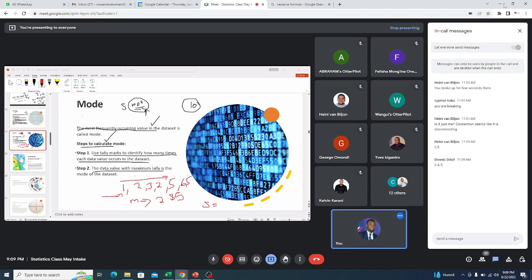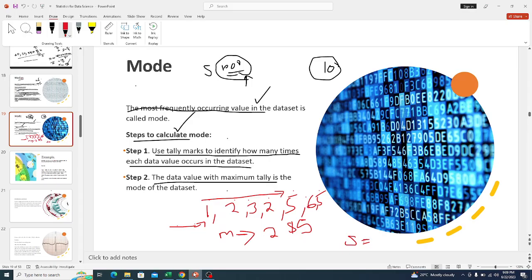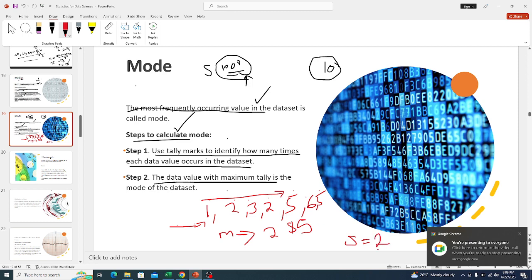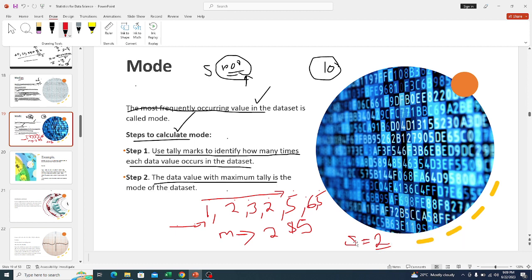I can help. So in this case, our single mode will be 2. Why 2? Because the single mode will take the first mode, or the first value which is occurring more than 2 times. So in this case, it will take 2 instead of 5.